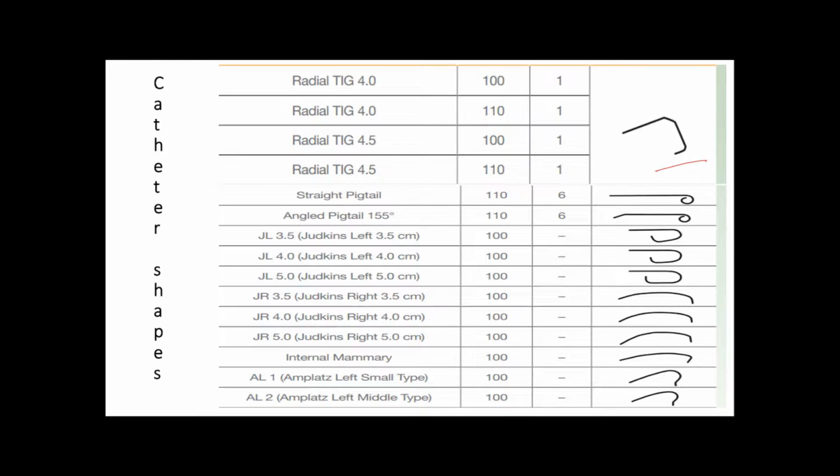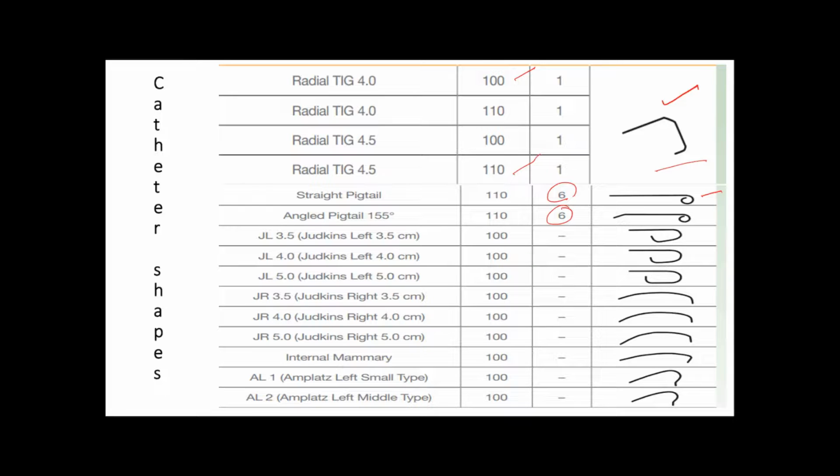This Tiger catheter, this shape you can see here, has a 90-degree primary curve, and then there is a secondary curve and a tertiary curve. This shape is so unique that you can intubate both the left coronary artery and the right coronary artery with a single catheter. It comes in 100 centimeter and 110 centimeter mostly, and this is what we call a Tiger catheter. And then you have a pigtail. I said it has 6 side holes.